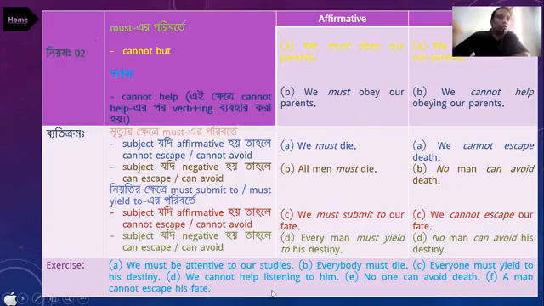Now you do the exercises given here. You have been given 5 minutes. No, 3 minutes to complete these exercises. Do it as quickly as possible.